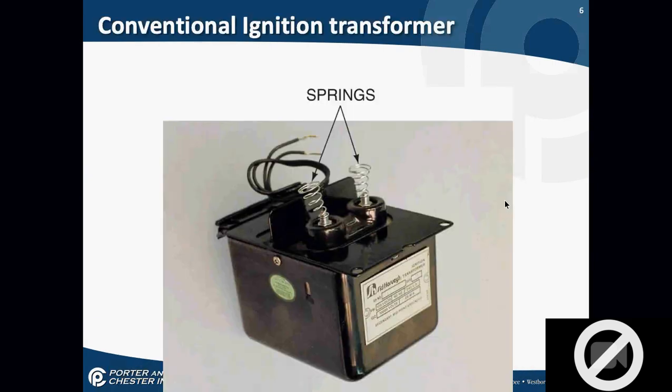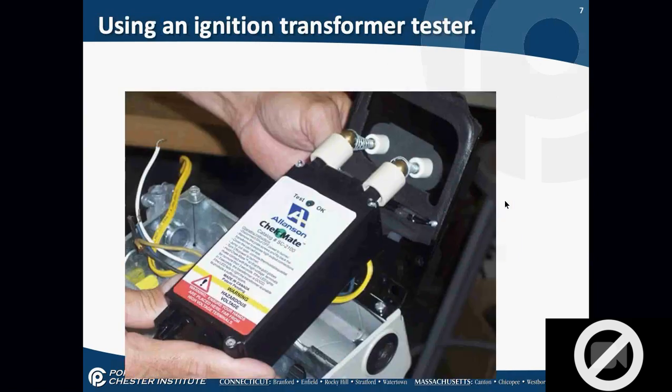Conventional igniter. Okay, we've talked about this one. The big box, it weighs a ton. It's like a brick. Don't drop it on your foot. Okay, this is an ignition transformer tester. It basically comes down to is it good or bad. You hold the tester against the point here.